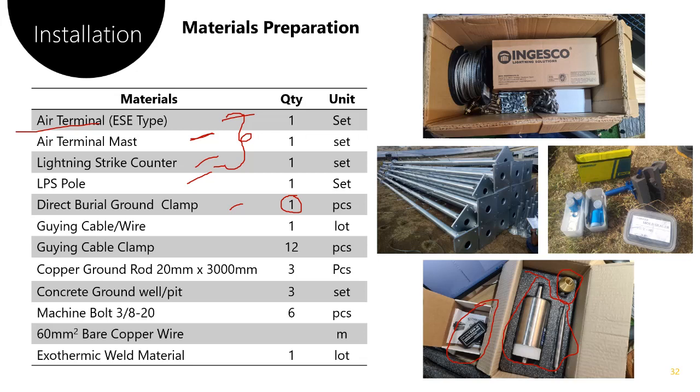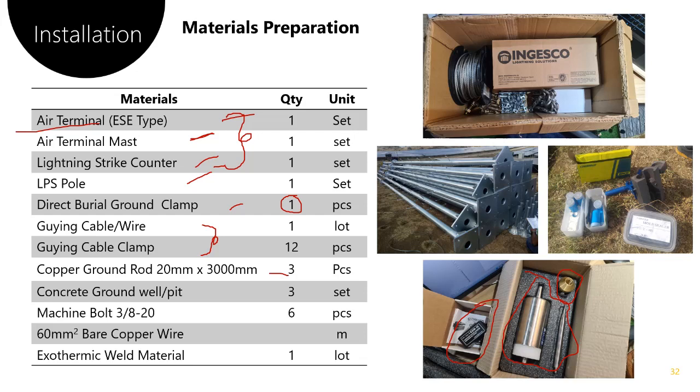So second is the guying. For guying, if your design needs guying, but others may not require this guying. A copper ground rod, yes, it is important. So this is a minimum size. You could go larger on it. Then a concrete ground pit well.